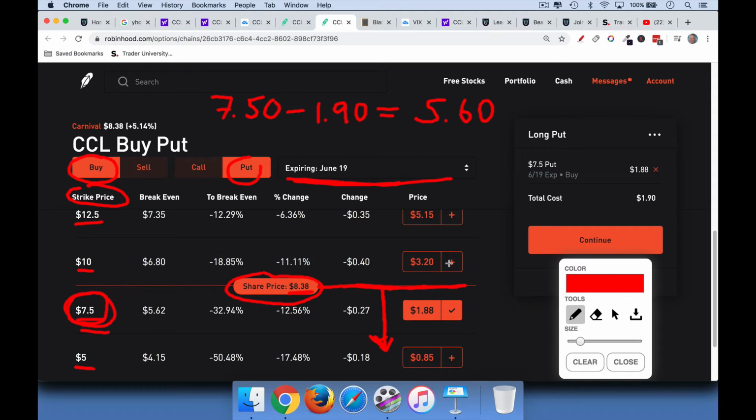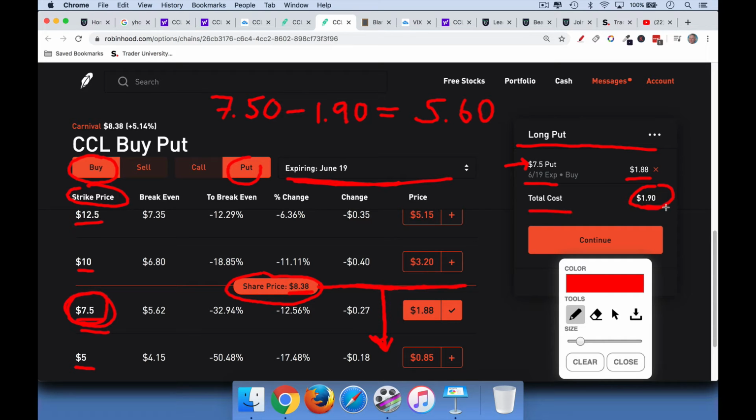And then if we just click the little plus sign over here, it turns into a check and it loads your order over here. So long put is another way of saying I'll be buying a put expiring June 19th, strike price $7.50, and the price of the put will be $1.88. I think they're adding a small SEC fee. I don't know why this is $1.90, but it's basically the same thing. We'll just use $1.90 for the purposes of this. Basically, if you want to buy this, you just click continue, and you can actually buy it. Again, not investment advice. You really got to study options before you trade them, or trade them in very, very small size.